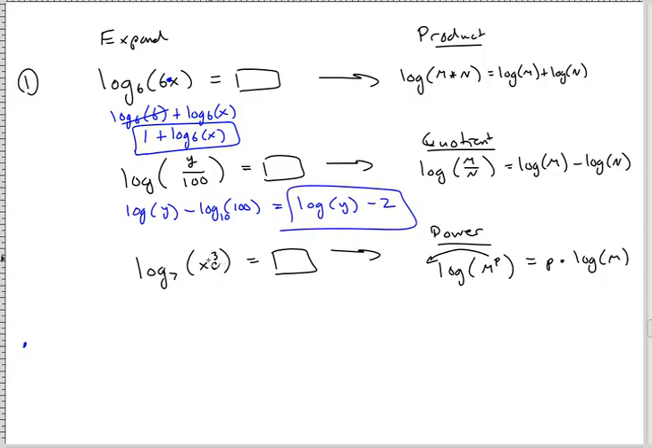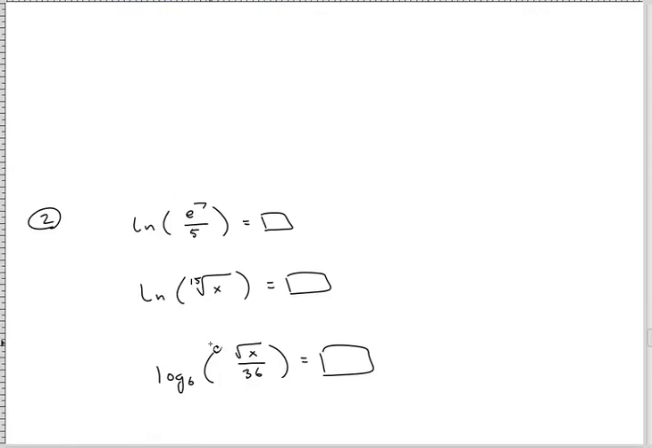This last one's super easy. You take the 3, you move it down to the front. 3 log base 7 of x. There's nothing else to do, so you just leave it alone, and you're done. I'm going to be using these properties as we keep going through all these problems.